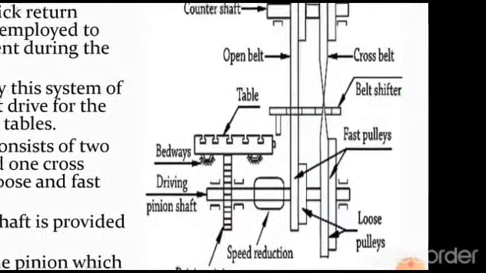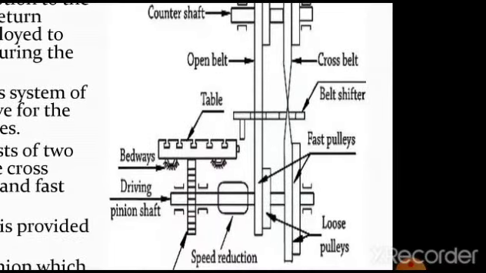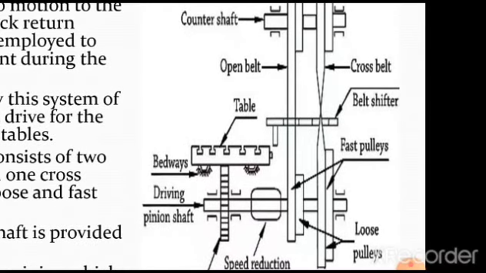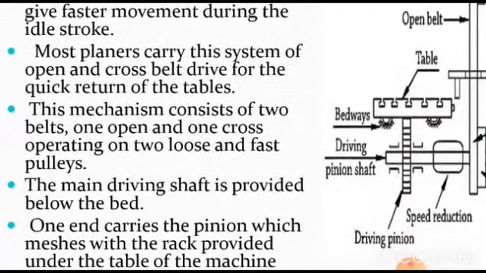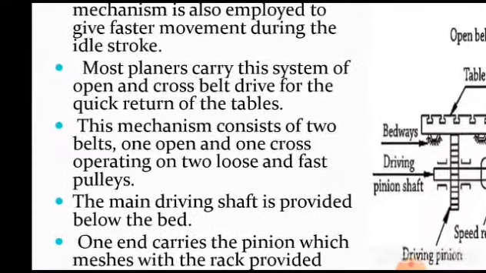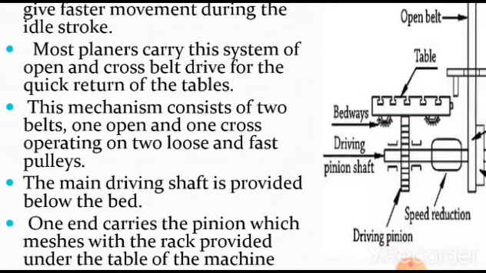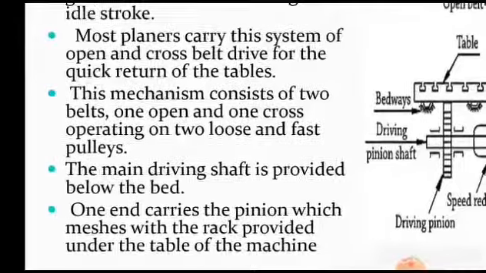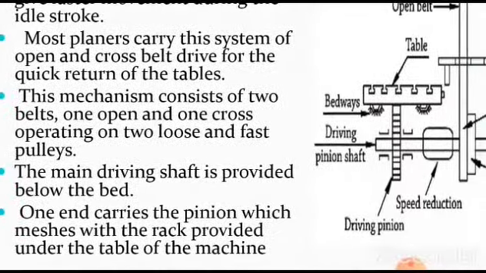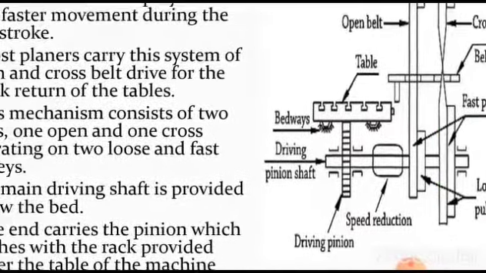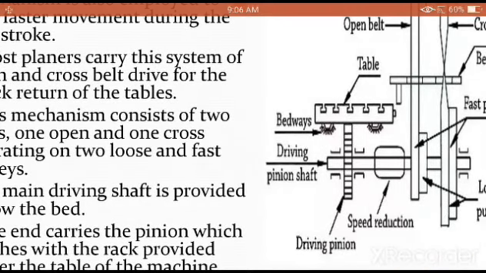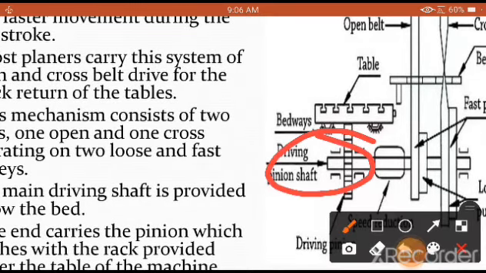So now let us understand, in the given figure, what type of motion is being given. That is very, very important here. As you are going to see clearly here, this mechanism consists of two belts, one open and one cross, operating on two loose and fast pulleys. This is very, very important. The main driving shaft is provided below the bed. You are going to see this is all provided below the bed only. This is the main driving mechanism, which is driven.